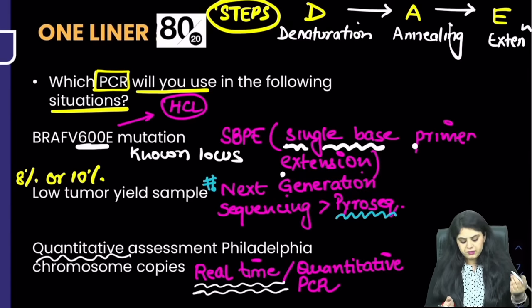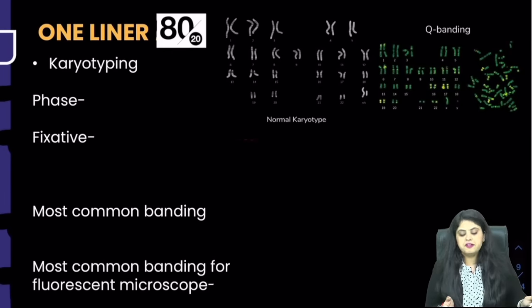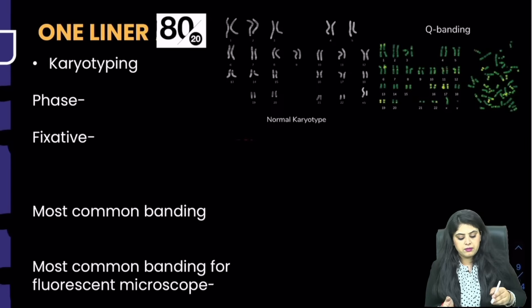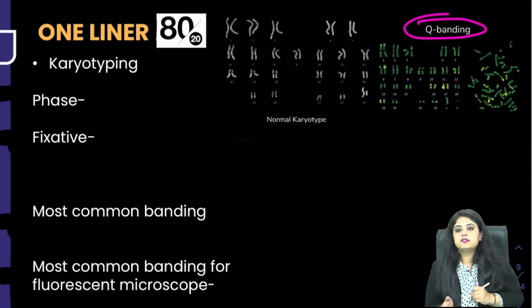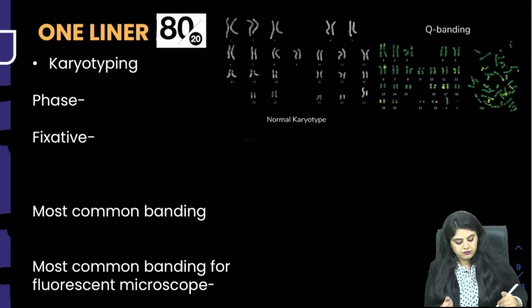If I've asked you PCR, obviously, ma'am is going to ask the favorite question, that is karyotyping. Four bullet questions, finish it in 30 seconds. Move ahead with me. Karyotyping. I've shown you a normal karyotype here, and some fluorescent stuff over here. So quickly tell me, in what phase do we do it?